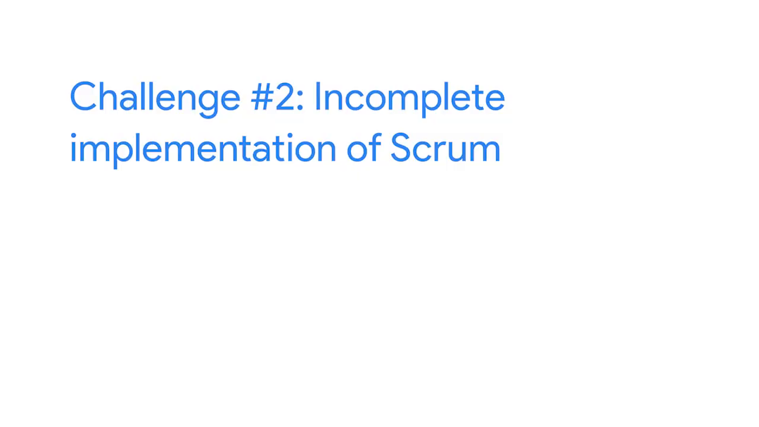The next big challenge you might encounter relates to an incomplete implementation of Scrum. This happens when Scrum practices are only partially implemented, or when Scrum practices are implemented without proper support and coaching. Scrum roles, artifacts, and activities are designed to work together as a set. If you only partially implement them, you might end up reducing their benefits. Incomplete implementation of Scrum can cause a lot of issues.